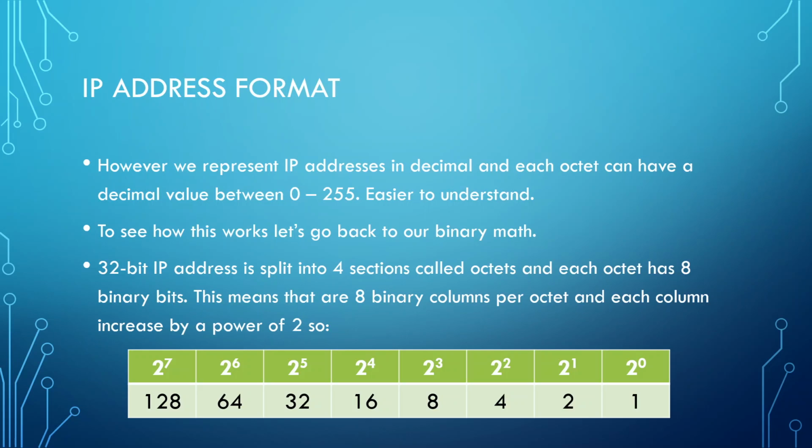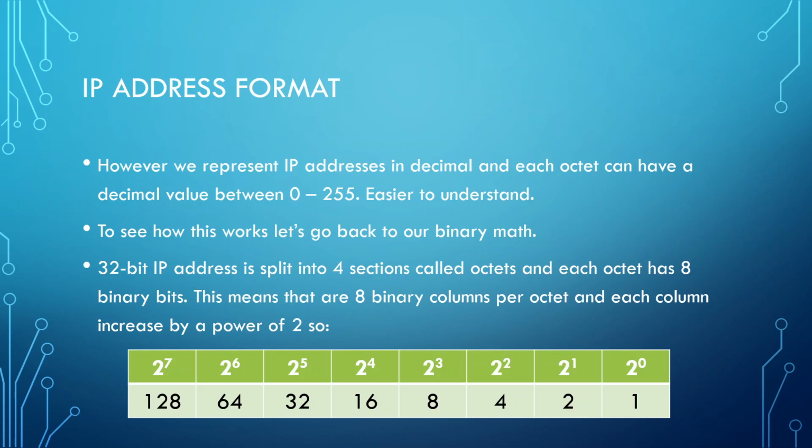However, to understand why each octet can only have a value from 0 through 255, let's break up one octet into its binary equivalent. So obviously we know that an IP address is broken up into 4 sections called octets, and each octet has 8 binary bits. This means that there are 8 binary columns per octet.